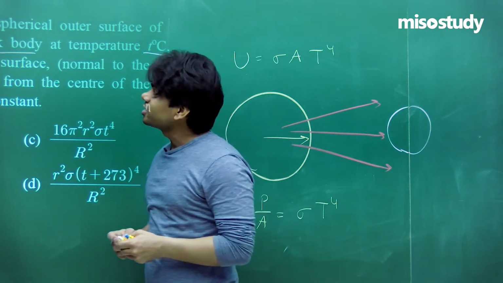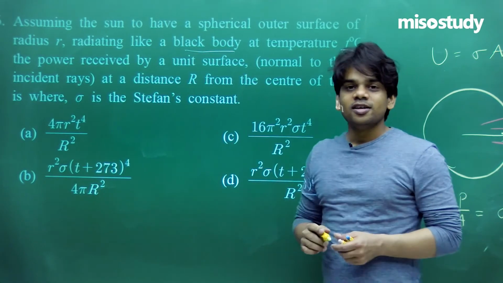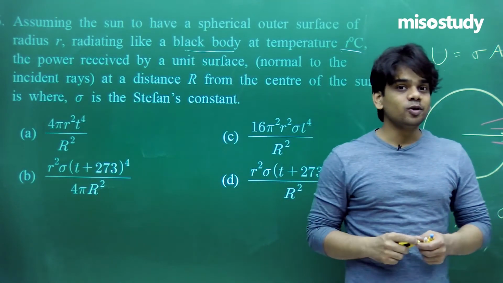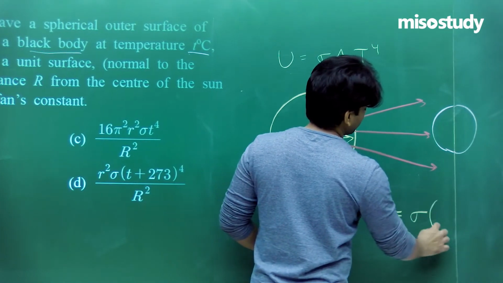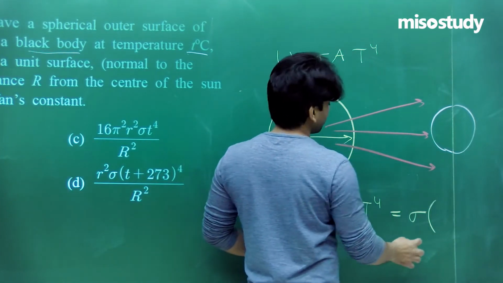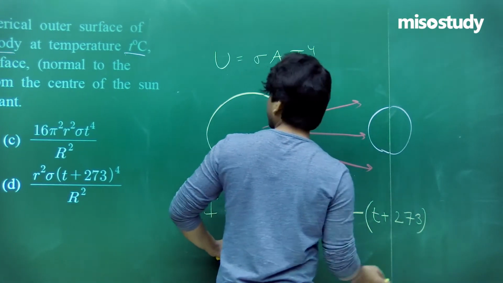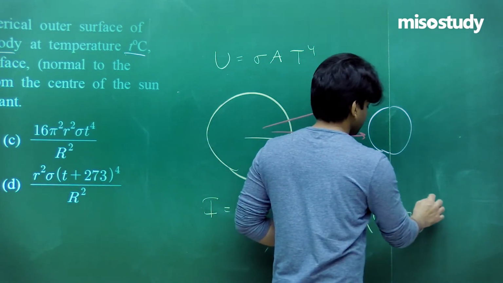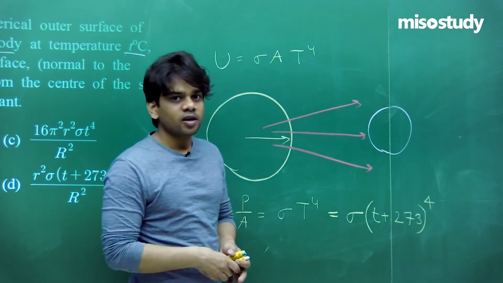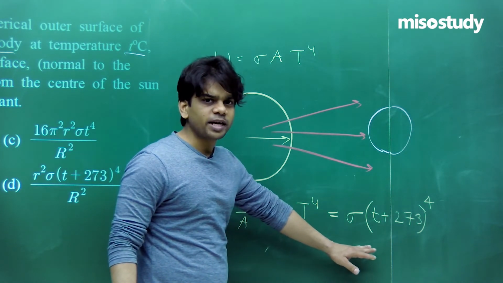Now you see that the sun's temperature is T degrees Celsius, radiating as a black body at temperature T degrees Celsius. So first of all, you have to convert it into Kelvin. You will be obtaining this as sigma into T plus 273 in Kelvin. That is what you have to do, and power 4 also. So we obtained this. Now for the further question, let me just write at the other end. So take note till here. Let me write at the other end.